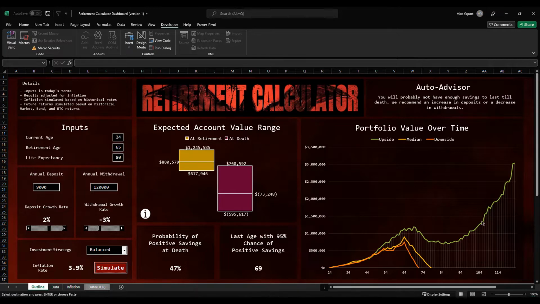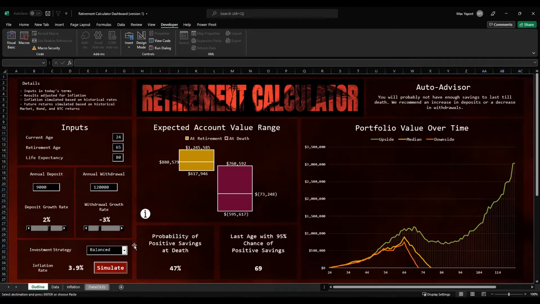As you can see here in the graph, our upside scenario does feature a positive return, so perhaps somebody who's very risky might actually accept this outcome. Although the median and the downside, as you can see, will not have enough money saved for his expected age of death.